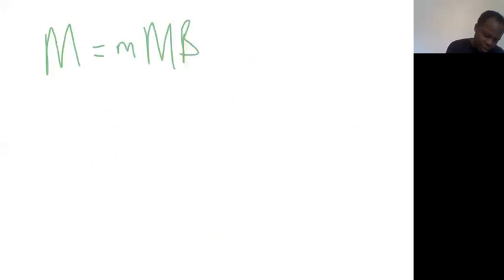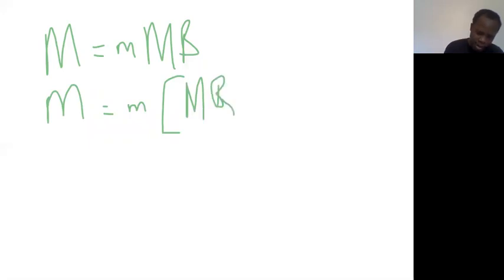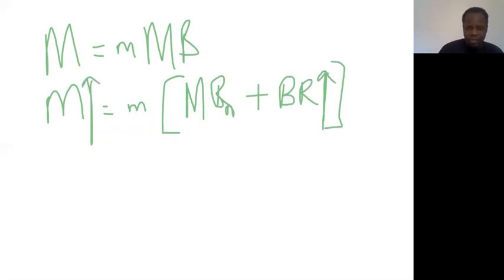We have agreed that M equals m times MB, right? And we know that MB equals the non-borrowed monetary base plus the borrowed reserves, right? So when the borrowed reserves go up here, what happens to the money supply? It also goes up, right? Because we now have more monetary base, and once we have more monetary base, it means we can create deposits. We have more monetary base for deposit creation.